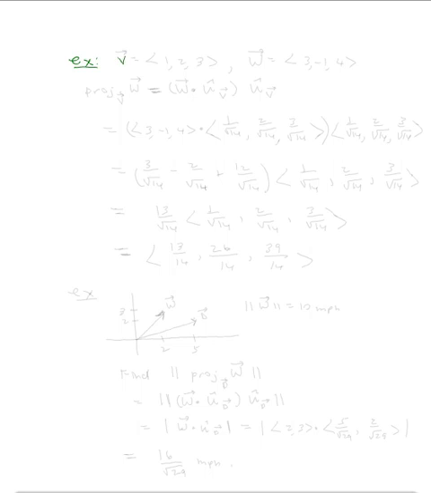Suppose we have vector V equal to the vector with components 1, 2, and 3. 1, 2, and 3 are the scalar components. And vector W is equal to the vector with components 3, negative 1, and let's say 4. And suppose we want the projection of W onto V.